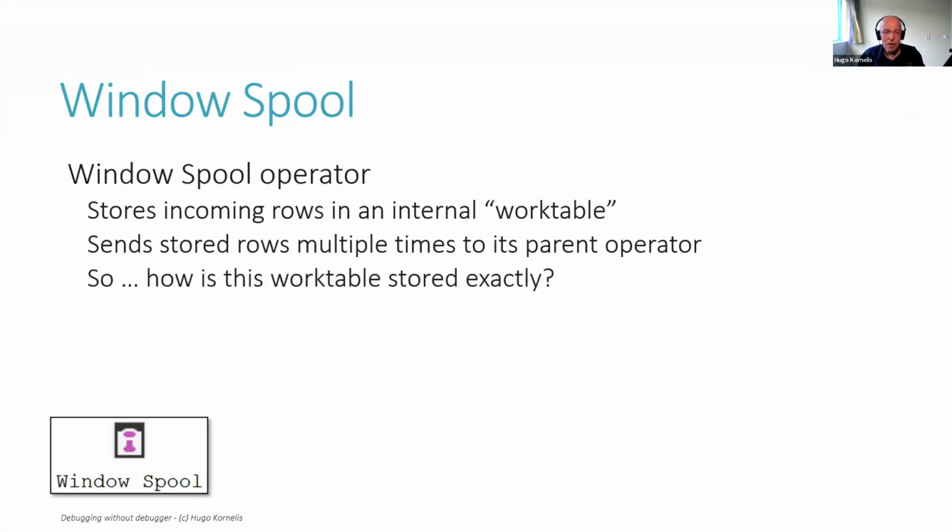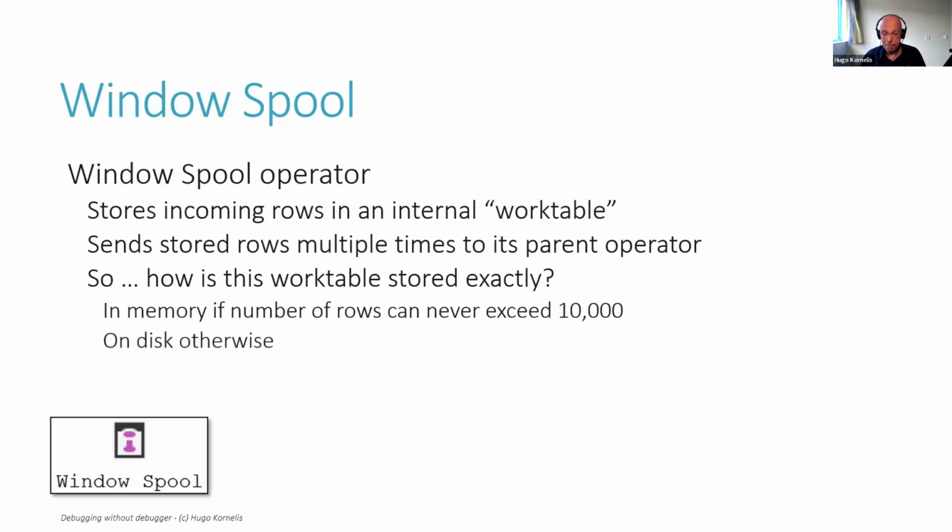Like I mentioned, window spool stores the data in a work table, like all spools. And if you look online and try to find documentation on how this work table is stored, you will find something. What you will find is if the rows between specification is such that the optimizer can guarantee, based on the query text only, that the number of rows can never exceed 10,000, then it will be in memory. If it might ever be more than 10,000, then it will be on disk.